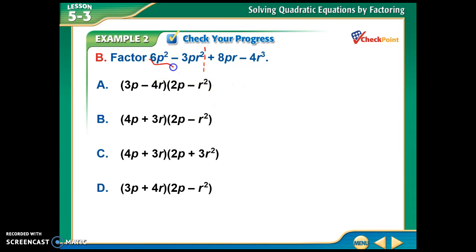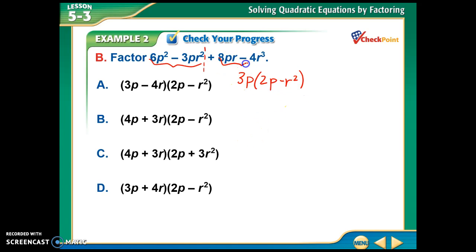On the left-hand side, my GCF is going to be a 3 because 3 goes into 6, and my smallest p is just p to the first power. 6p squared does not have an r, so I can't pull out an r. So my GCF is just 3p. 6p squared divided by 3p is 2p. And negative 3pr squared divided by 3p is just negative r squared.